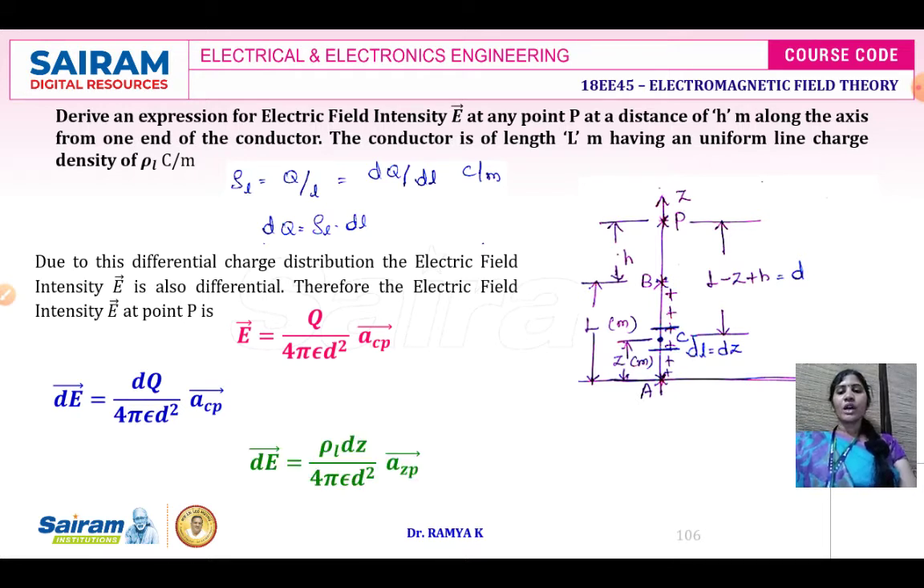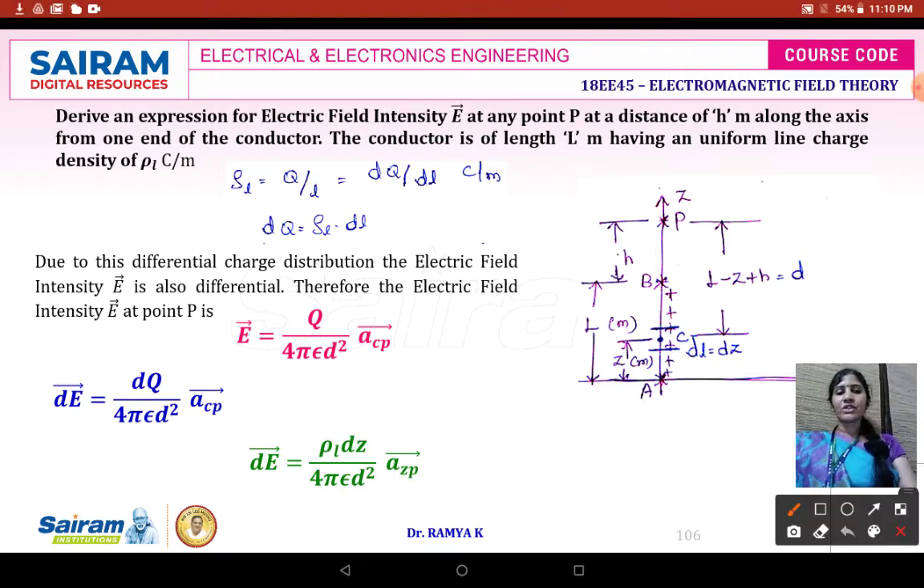Now, since the charge distributed is going to be the line charge density, the value of dq has to be substituted in this place. So dq is equal to rho L into dl, right? So here rho L, in the place of dl you can put dz in the direction of az vector.